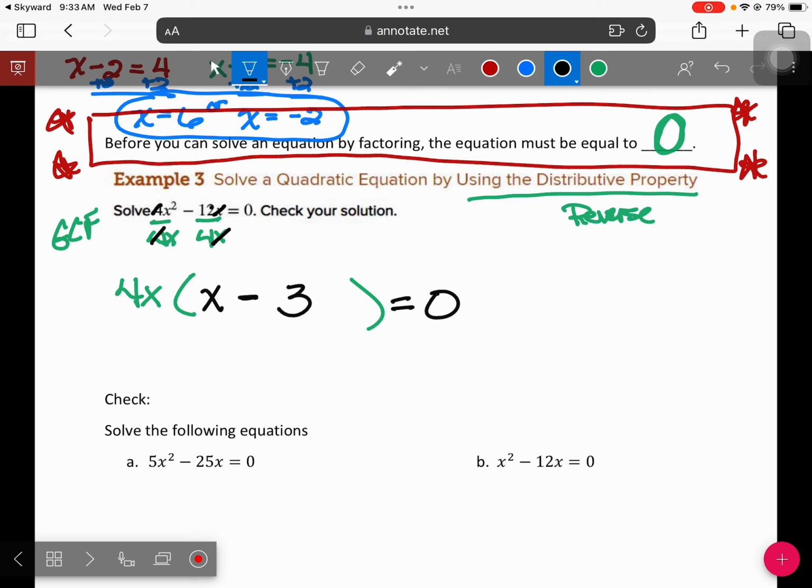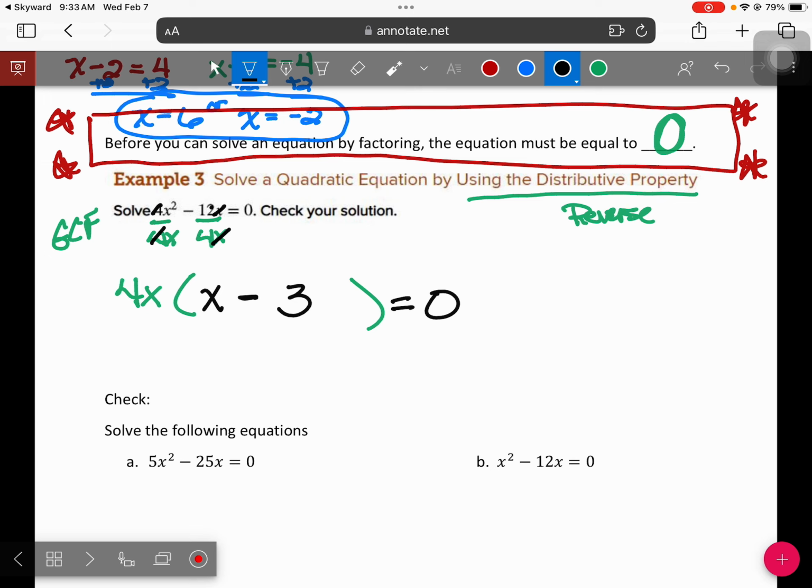So I have two factors here. Think about it. If you have two factors and you multiply them to equal 0, what has to be true about one of those factors? If something times something gives you 0, what does one of those factors have to be? 0. Yeah, so we have to find out which one of these or both are 0.